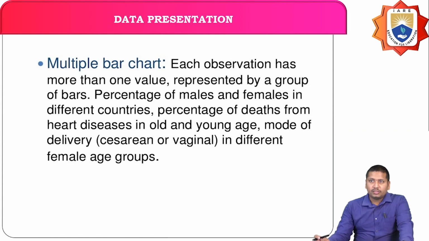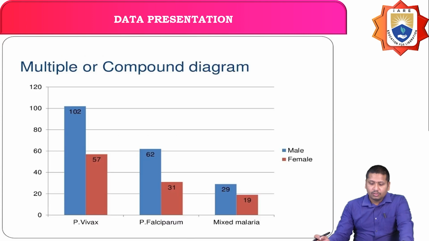So for this, each observation should have more than one value, so it is represented by a group of bars. Examples are the percentage of males and females in different countries, percentage of deaths from heart diseases in old and young age, and mode of delivery in different female age groups. So this is the representation of multiple bar diagrams.